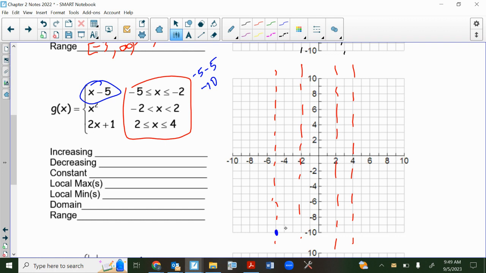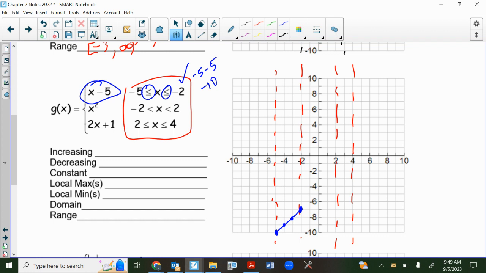And then again, I can do one of two things. I could plug in -2, or I can use my slope and just go up 1 over 1, up 1 over 1, up 1 over 1. And make sure you pay attention to these. They are both solid circles, which is what I've done already. So there is this section, and I'm done.